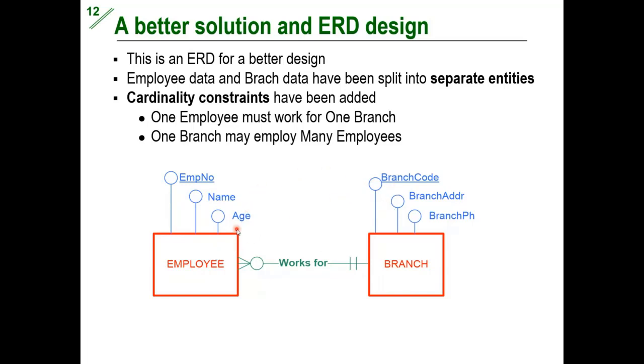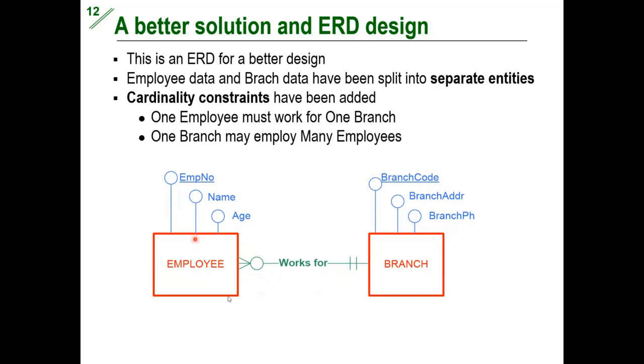So branch code goes to that side. That means I have an extra column in the employee table, so the branch code appears there. When the branch code goes there as a foreign key, that is not redundancy. Now remember that, right? That is the minimal information we require to establish this relationship.